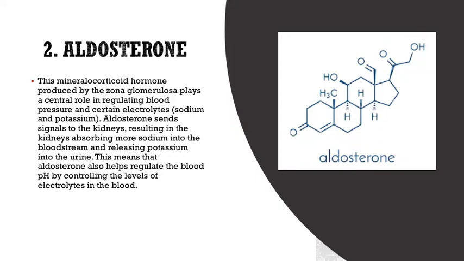The second hormone is aldosterone. This mineralocorticoid hormone, produced by the zona glomerulosa, plays a central role in regulating blood pressure and certain electrolytes like sodium and potassium. Aldosterone sends signals to the kidneys, resulting in the kidneys absorbing more sodium into the bloodstream and releasing potassium into the urine. This means that aldosterone also helps to regulate the blood pH by controlling the levels of electrolytes in the blood.